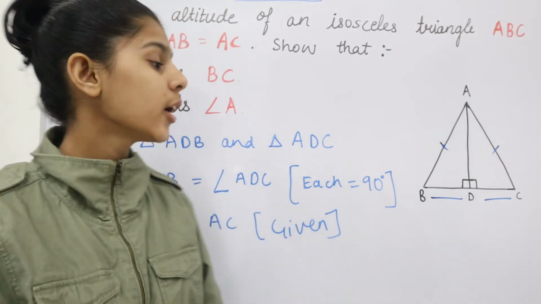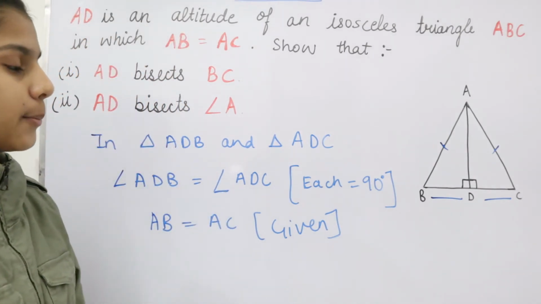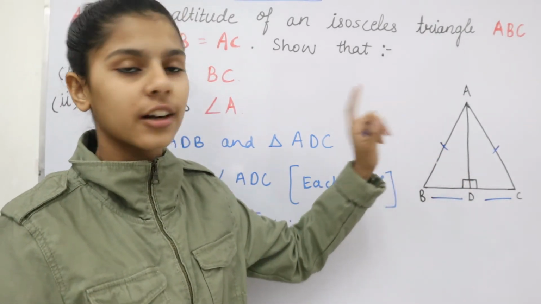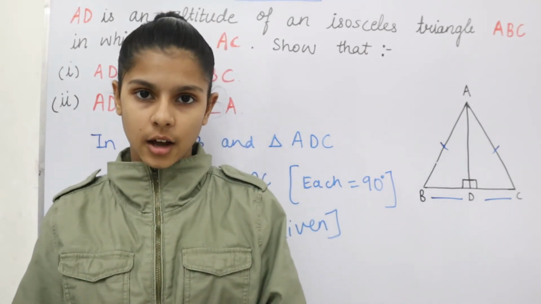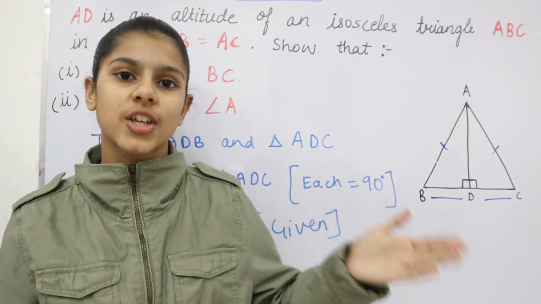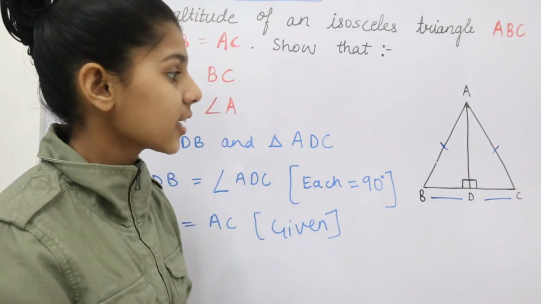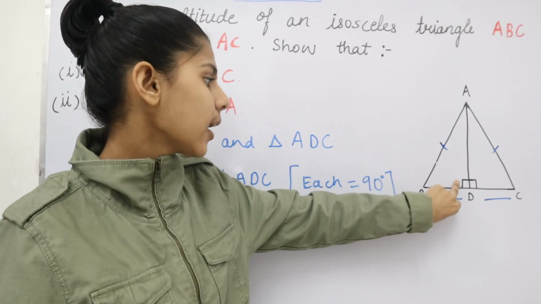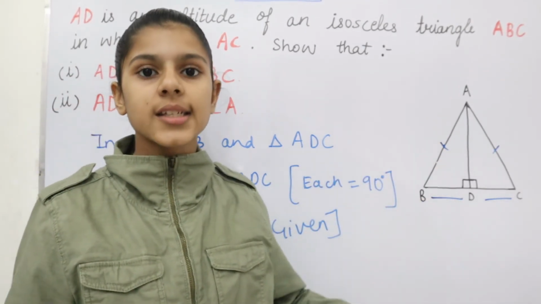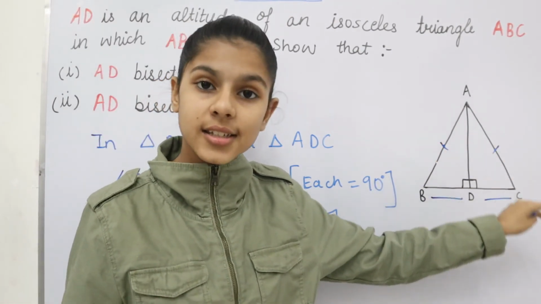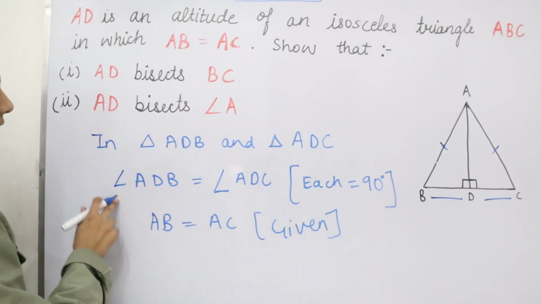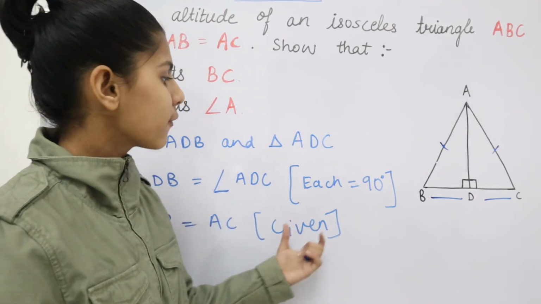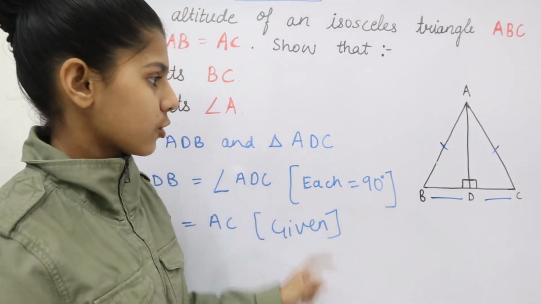Now we need one more condition for proving them congruent. What can it be? I have just proved here that AB is equal to AC. This is the side in front of the right angle. As I have told you, the fifth criteria for the congruence of two triangles is RHS, right angle hypotenuse side. The side in front of the right angle is known as the hypotenuse, and the hypotenuse is equal in both triangles. So one right angle is equal in both triangles, and the hypotenuse is also equal in both. By which criteria will they be congruent? RHS.